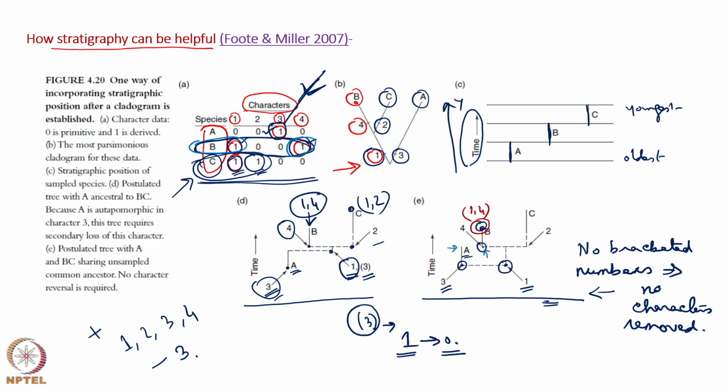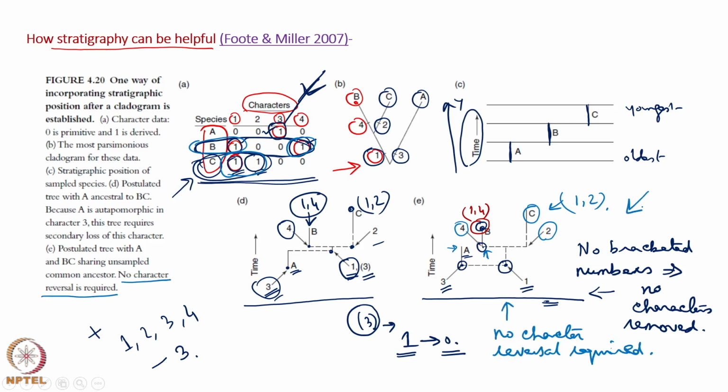In some cases, instead of the character 4 being added, character 2 was added. So, finally C gets characters 1 and 2 and this is found over here. Since no character reversal was required, in this case this tree might be preferred by others. So, here the different steps, characters added 1, 2, 3 and 4. So, a total of 4 steps were taken, and here if we see, a total of 5 steps were taken.